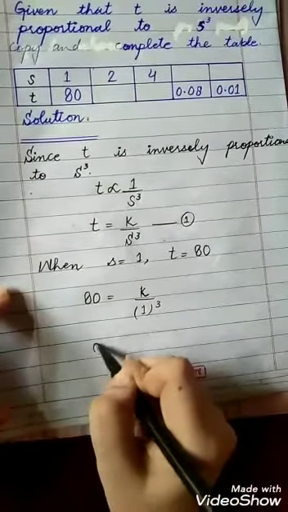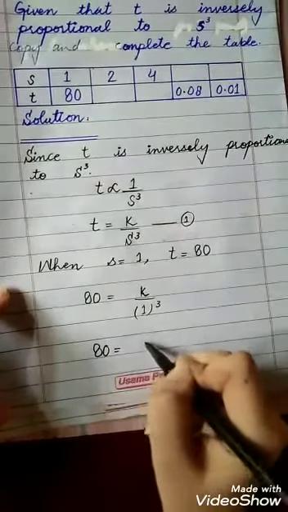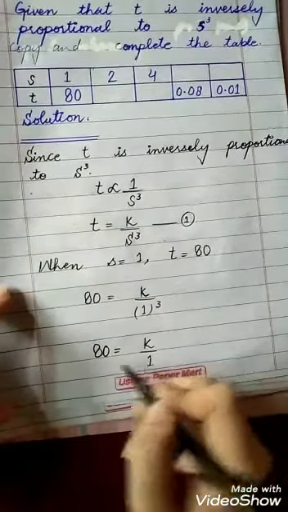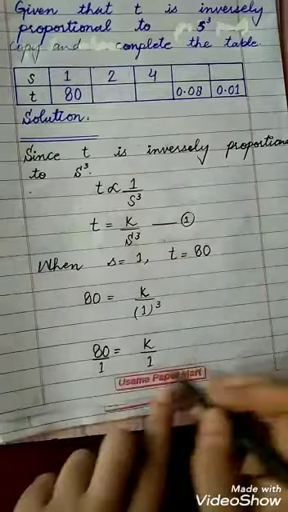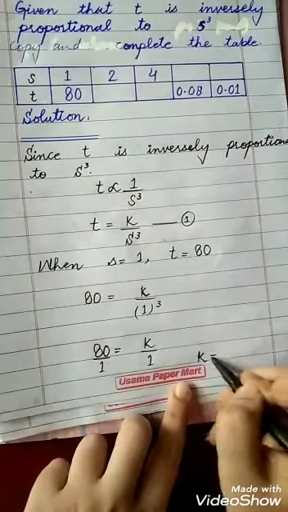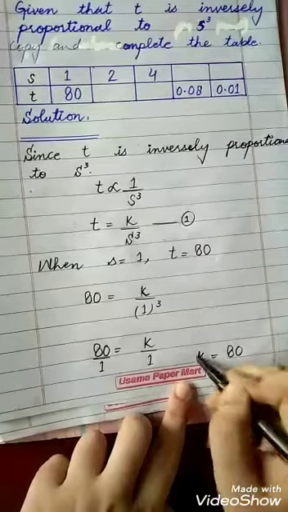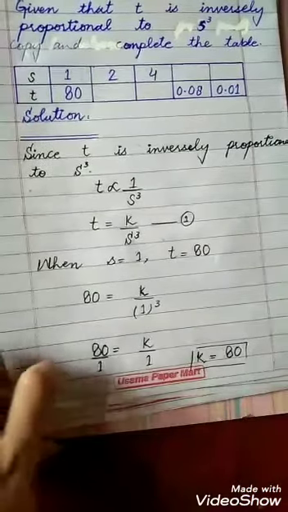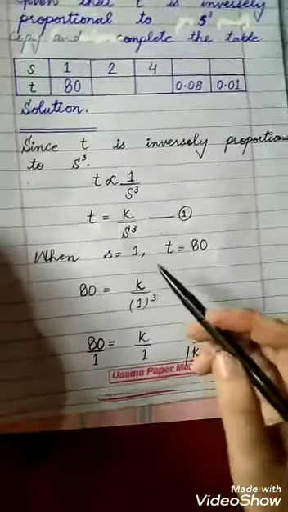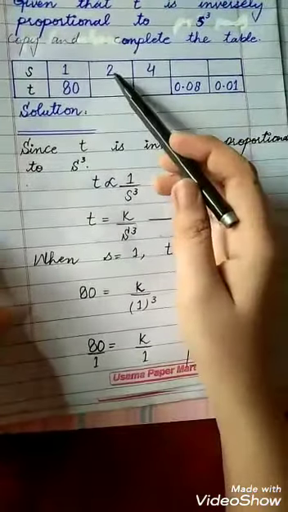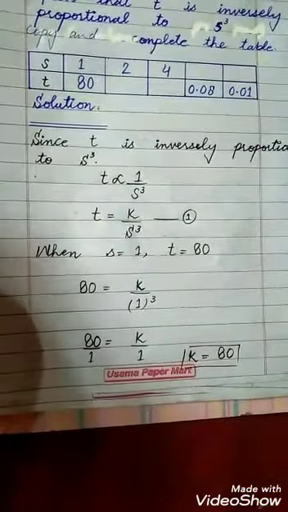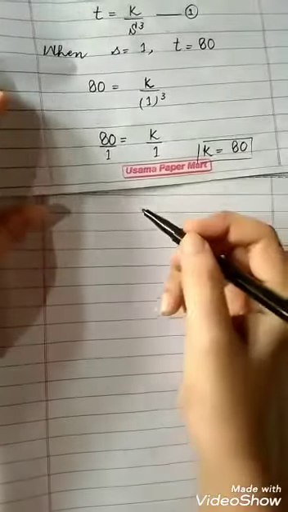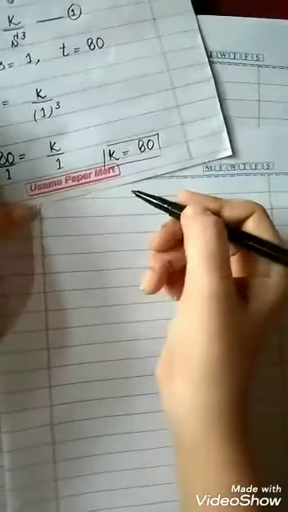It means 80 is equal to k by 1. We have to find the value of k, so there is no denominator. We will cross multiply. k is equal to 80. We got the value of k. Now move towards the value of s or t. First of all, we will use any value of s or t and we can find the other required values. Now we have to find the equation as well by placing the value of k here, that will connect t and s.